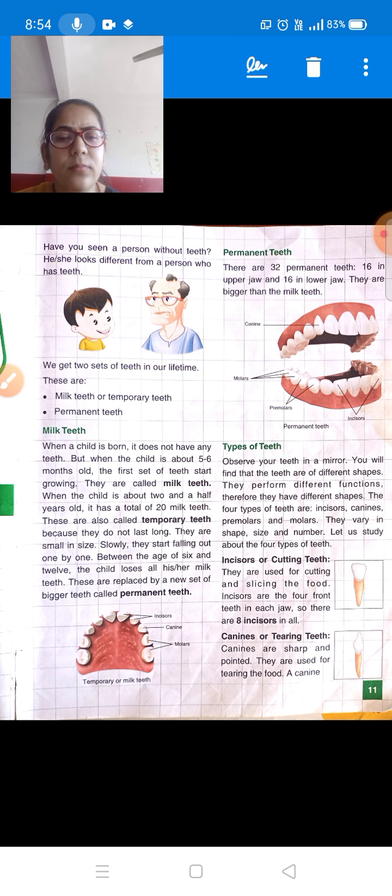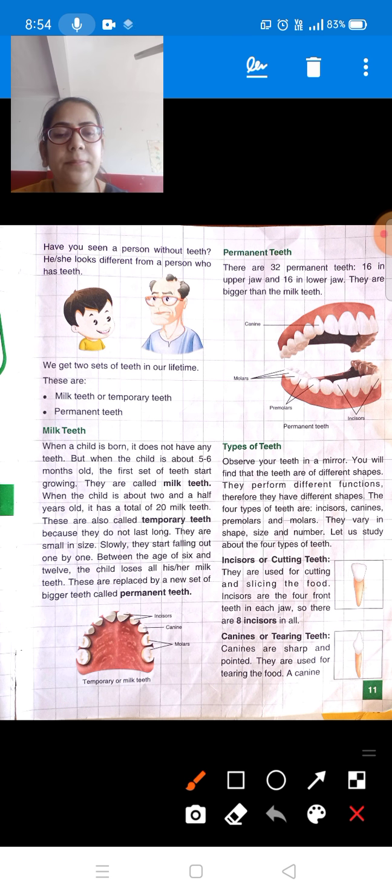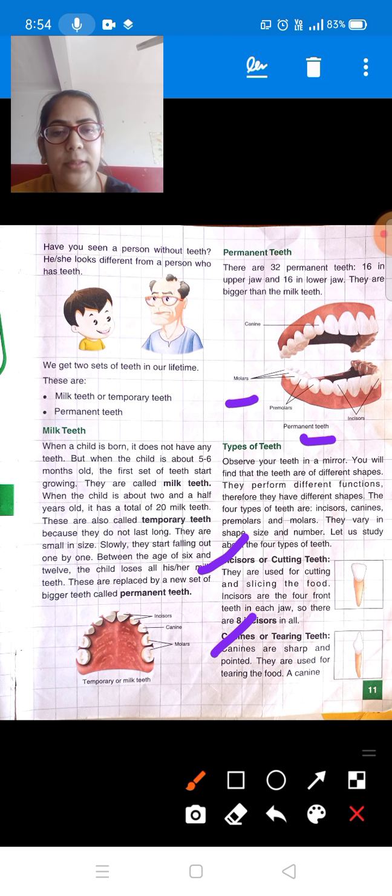Students, there are 4 types of teeth. In an adult person, adult means after 18 years, there are 32 teeth, right? And in these 32 teeth, 4 types of teeth are there. The first is incisor, second is canine, third is molar, and fourth is premolar, right? 4 types of teeth: incisors, canines, premolars and molars.